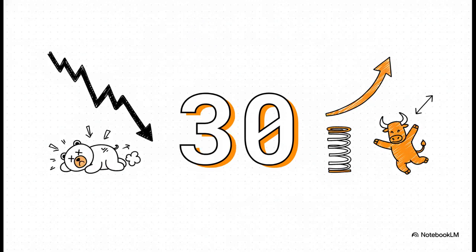And on the flip side, of course, we have 30. When the RSI dips below this level, it suggests the asset is oversold. The selling has been super intense, and the downward trend might be losing its power, maybe even setting up for a bounce. It's a signal that the bears might be getting a little tired.